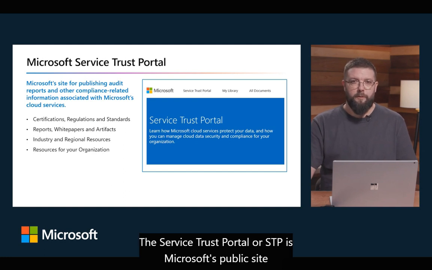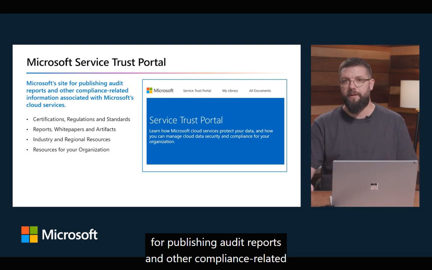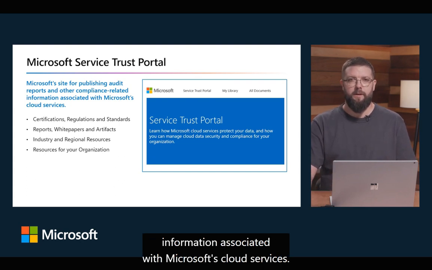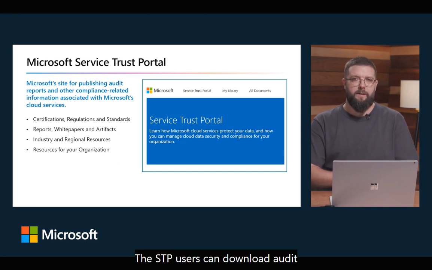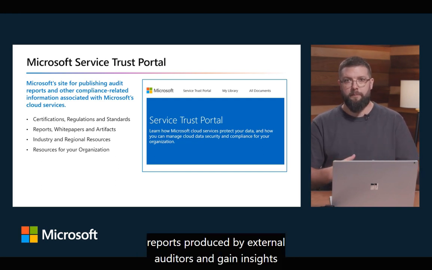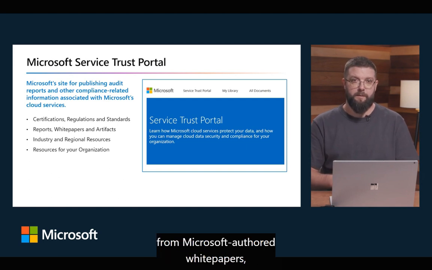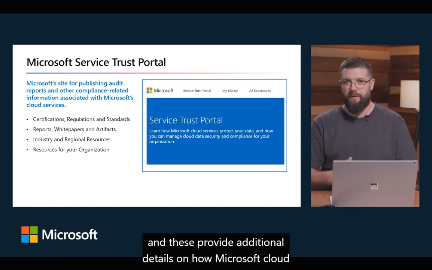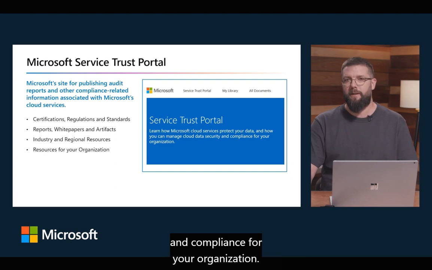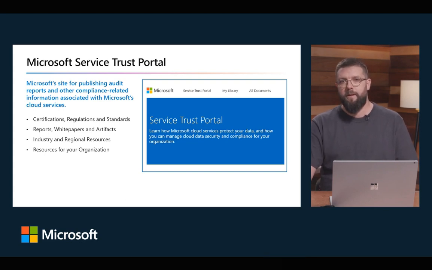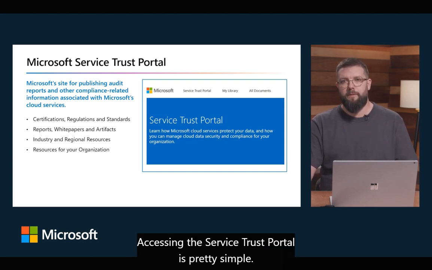The Service Trust Portal, or STP, is Microsoft's public site for publishing audit reports and other compliance-related information associated with Microsoft's cloud services. The STP users can download audit reports produced by external auditors and gain insights from Microsoft-authored white papers. And these provide additional details on how Microsoft Cloud Services protect your data and how you can manage cloud data security and compliance for your organization. So accessing the Service Trust Portal is pretty simple.